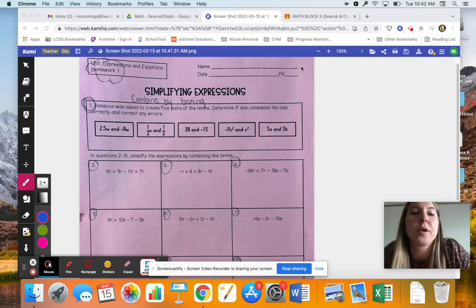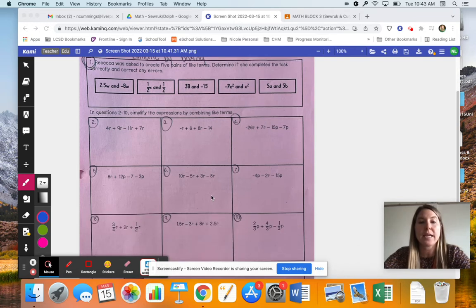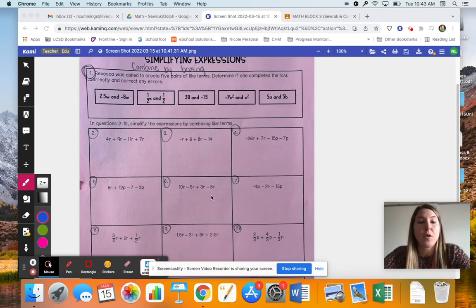This is your homework 1 for our new unit, expressions and equations. So today in class, Mrs. Sebrick just let you know that you had to do this worksheet. You're doing questions 1, 2, 3, 4, 5, 6, 7, 8, 9, and 10. The only thing is, for homework, you only have to highlight the like terms. You don't actually have to do the combining today for homework. So I'm going to show you how to do that.